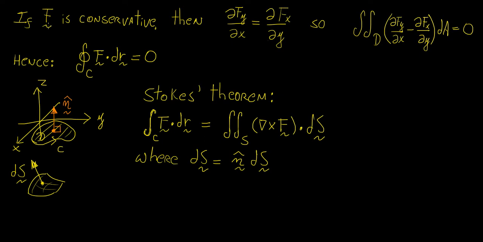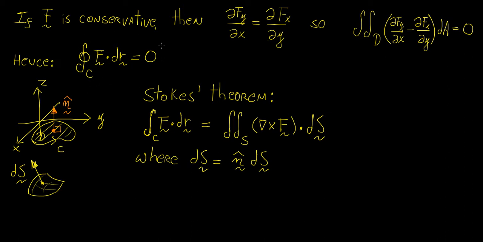So we know that if F is conservative, it usually implies that the cross derivatives of its components are going to be equal to each other, and this is something that we discussed already when we talked about conservative vector fields. And if this is the case, then Green's theorem is telling us that the double integral here is just going to be 0, because you're just going to be integrating 0 here. And then this implies that the line integral over that closed contour C is also going to be 0.